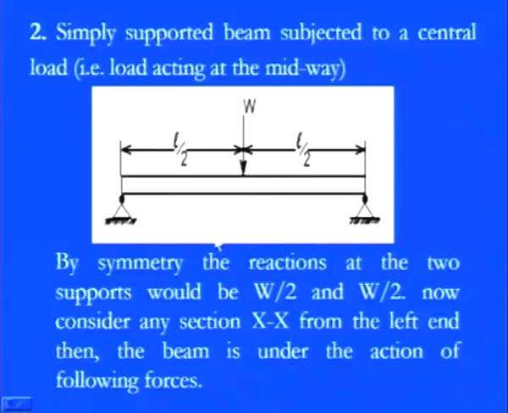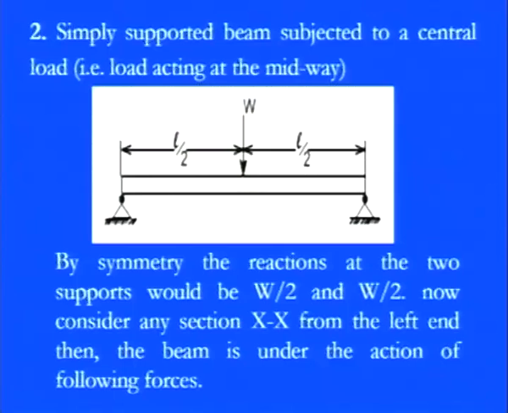By symmetry, because the point load is at the center point, the reactions come at the extreme corners, with lengths L by 2, L by 2. From the symmetry we have similar reactions in the upward direction, and the magnitude of these reaction forces is also the same, that is W by 2, W by 2. Now if we consider any cross section from the left hand portion, then the beam is under the action of these forces. We have symmetric reactions from both ends, and corresponding to that we can find out what the shear force and the bending moment will be.